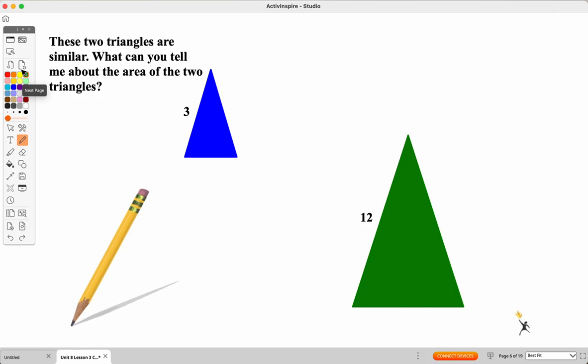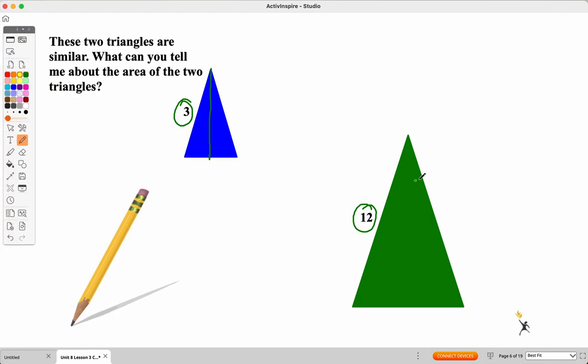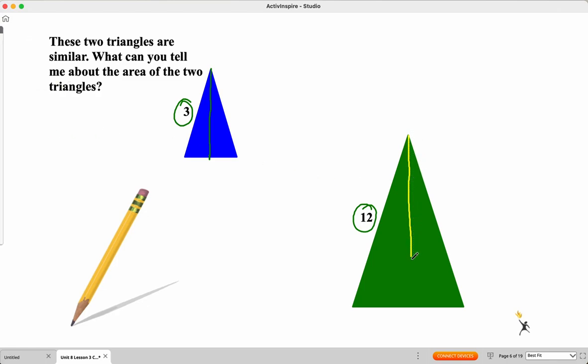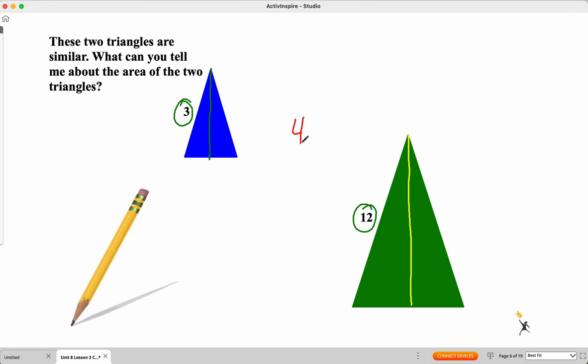So again, these two figures are similar, okay? What can you tell me about the area of the two figures? Now this is where it gets a little bit more challenging. Look, we have that same change. We can tell the difference in these two ideas. Okay, well, so that's the height right there. Height is 3 on this one. The height on this one is 12. Okay. So how much bigger is this one than this one? It's 4 times bigger. You're right. So it's 4 times greater.